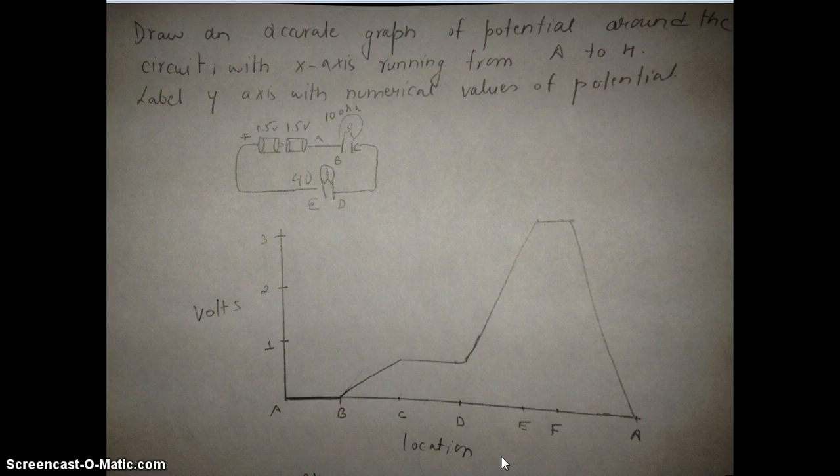For question number 2, the problem says draw an accurate graph of potential around the circuit, with x-axis running from A to H, and label the y-axis with numerical values of potential. So the x-axis is the location and the y-axis is the volts. You can see the volt from A to B is the same, it is 0, and when moved from B to C there is a rise in the volt, and from C to D it remains the same, and when it moves from D to E there is a much bigger drop in volt, and from E to F it is constant, and when it moves to A it drops down.